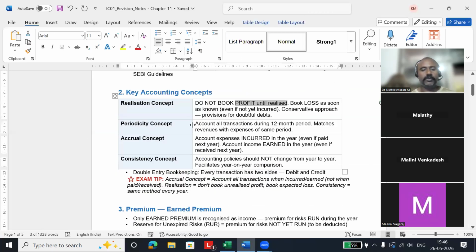Okay, so we'll go for the periodicity concept. Periodicity, again, is in the name. The periodicity concept is to account for all transactions within a 12-month period. So we have the financial year concept. The financial year starts from April to next March end. This periodicity concept gives a time frame.